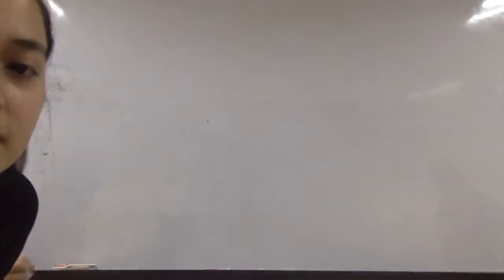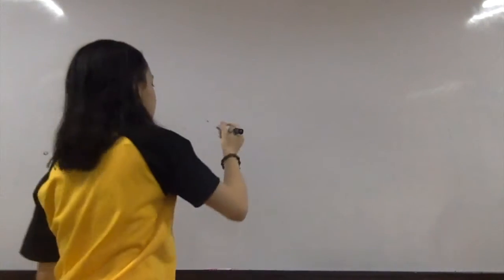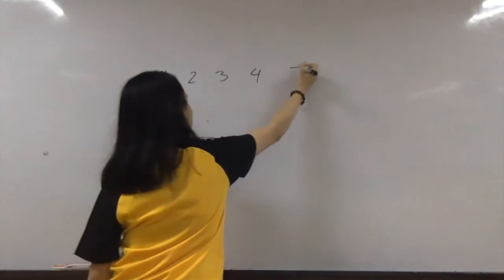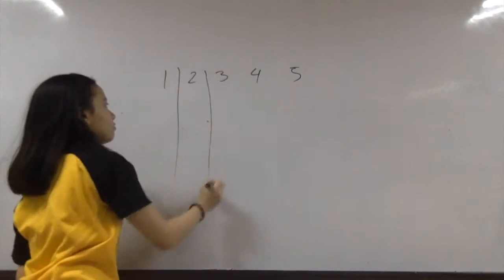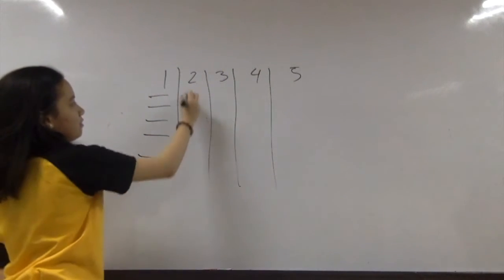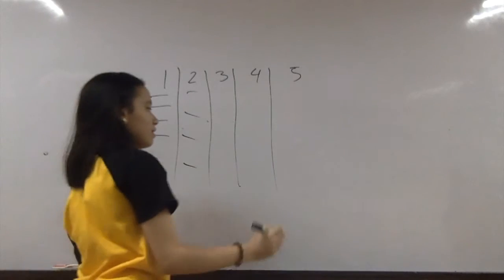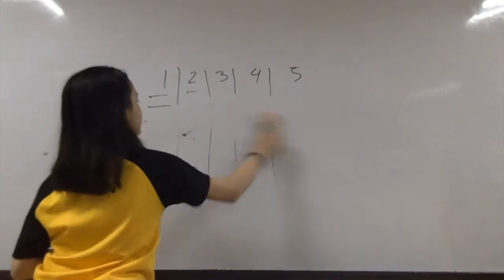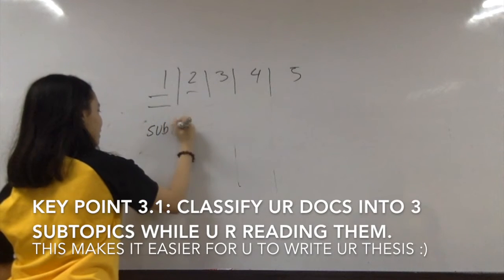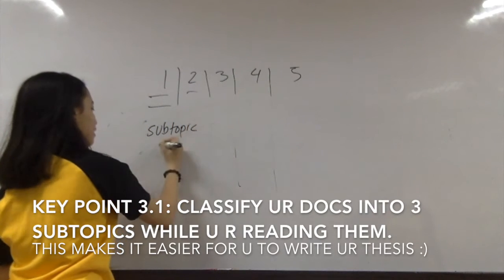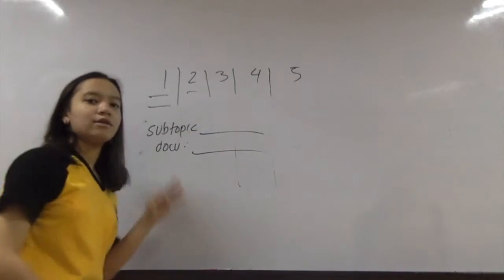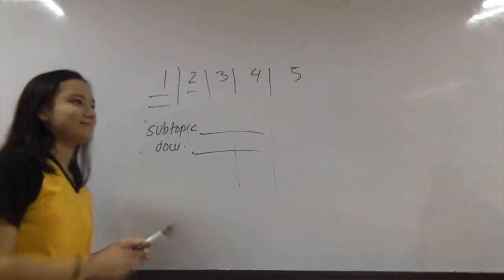Okay, so Gabby will do her way of organizing it. Basically, let's say there are 5 documents. I write the important things about them, and after that I make an outline with a subtopic and then the documents. I put them there, and I do 3 of that, and that's it.